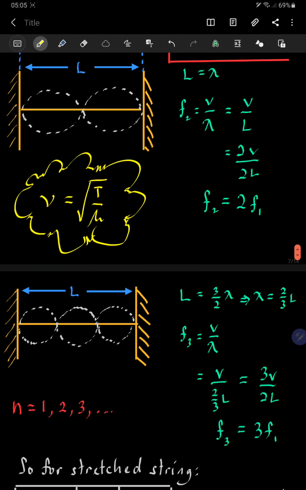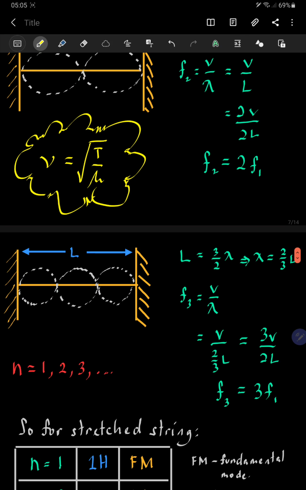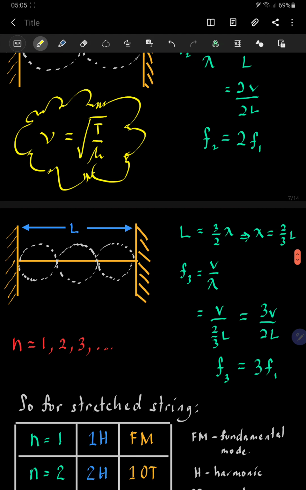Alright, for the third part, we are discussing the third frequency, or F3. How to get the equation? There are three antinodes. So how many lambda do we have? Half lambda, another half, giving you 1.5 lambda or 3 over 2 lambda. So here L equals 3 over 2 lambda, so that lambda equals 2 over 3 L. We just rearrange the equation, you will get this. Again, F equals V over lambda.